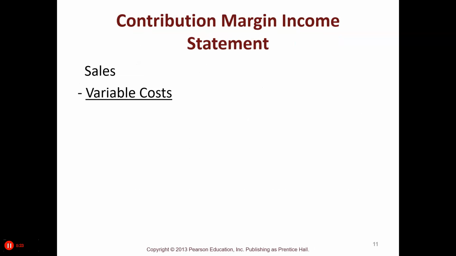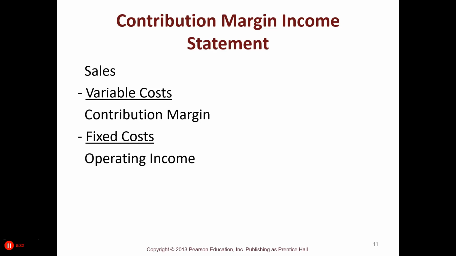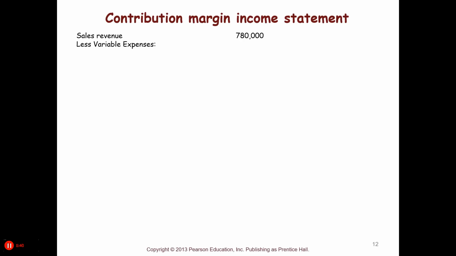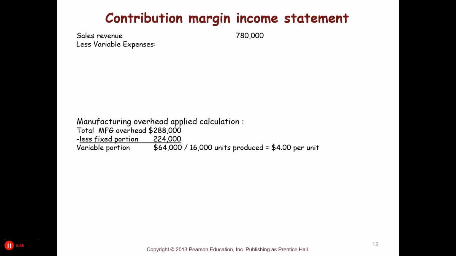So we start with sales, we subtract our variable costs, we get our contribution margin, we subtract our fixed costs, and we get our operating income. So now we're looking at the same problem we just went through. First, we're going to start with our sales revenue. Then we're going to subtract our variable expenses. Now, for manufacturing overhead applied, we're going to take our total manufacturing overhead less the fixed portion, which gives us the variable portion, divided by the units produced, and that tells us it's $4 per unit.